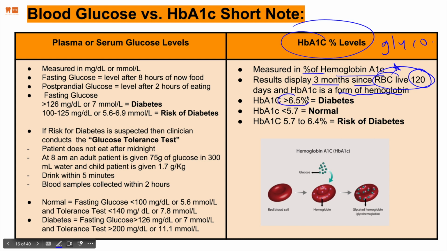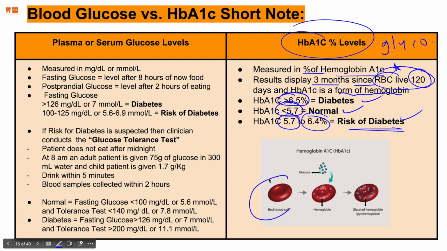HbA1c more than 6.5%, the person's diabetic. HbA1c less than 5.7, very, very good, normal. Therefore, anyone between 5.7 and 6.4 is at risk of diabetes. How clever. But this cannot be done at home, so we need lab testing for it.